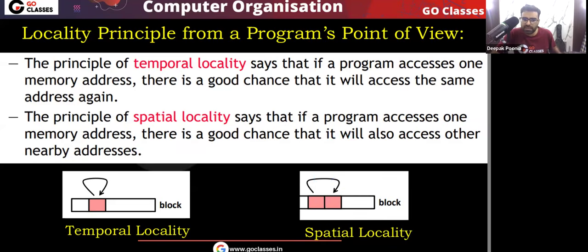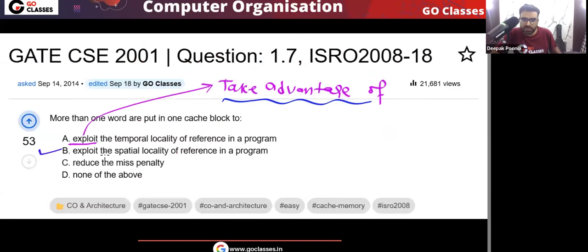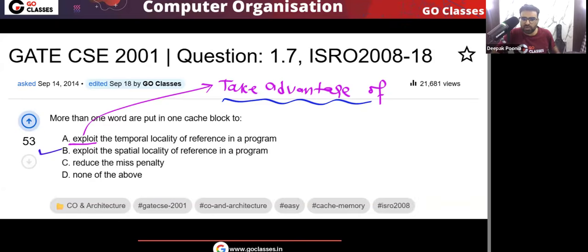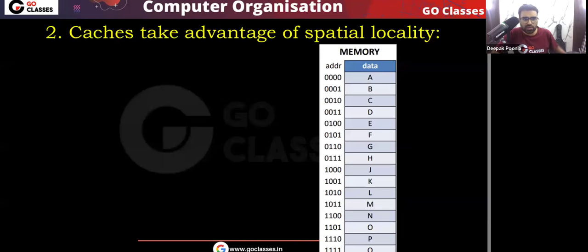Okay, and remember, the cache memory will take the advantage of spatial locality property by fetching a block of data from main memory to the cache memory. When there is a cache miss, the cache memory will fetch a block of data from main memory, not only a single byte, but actually a block of data, to take the advantage of spatial locality. So you can see the cache memory takes the advantage of spatial locality.